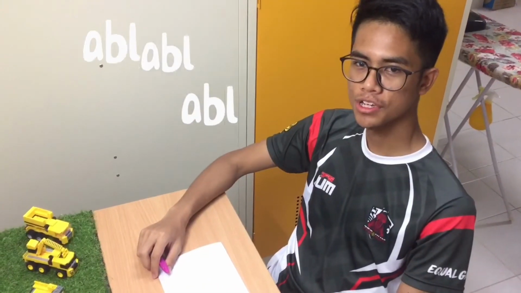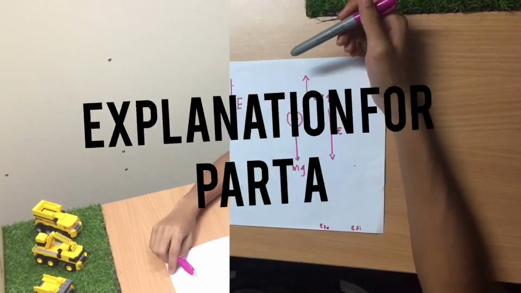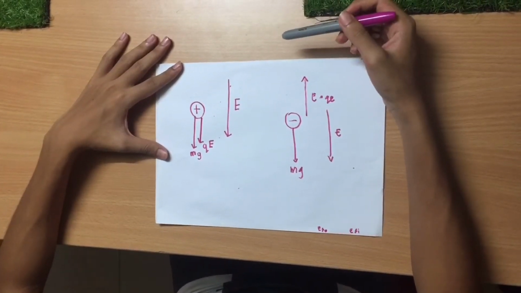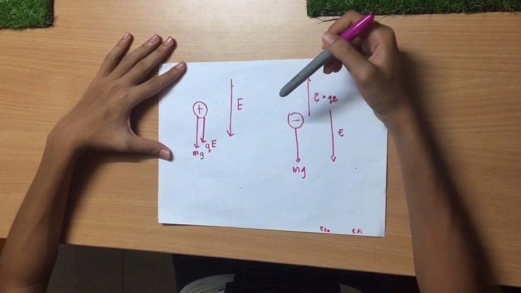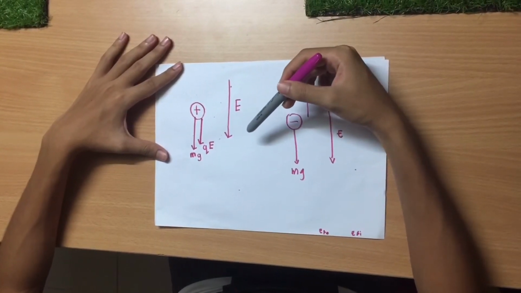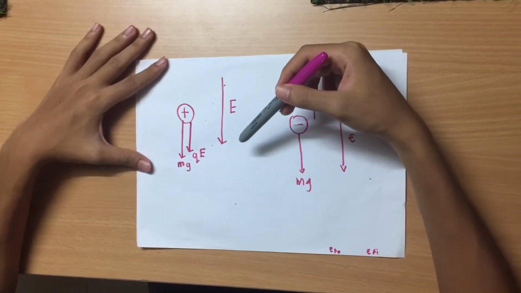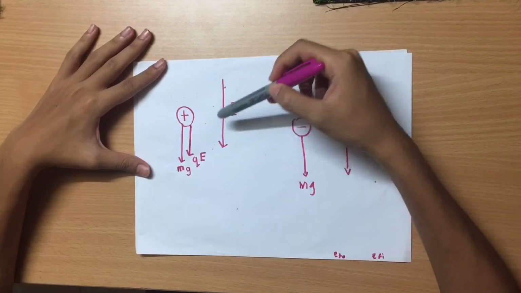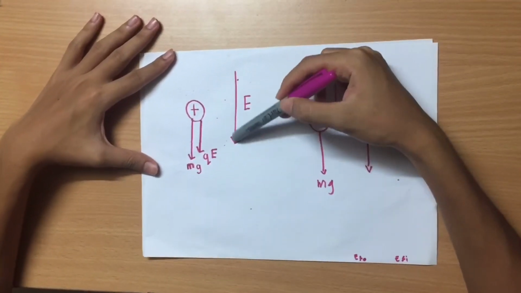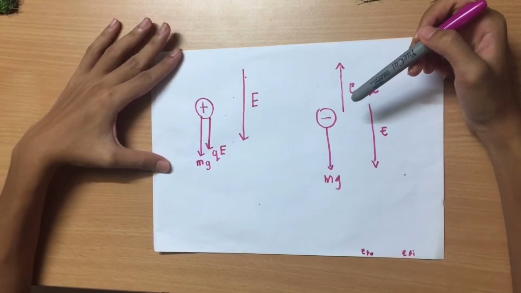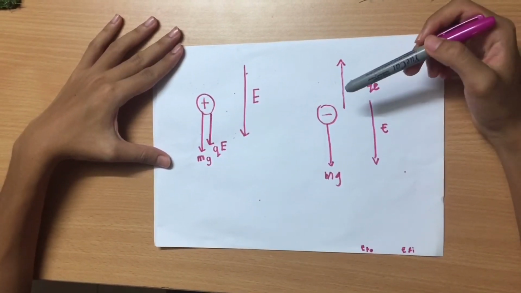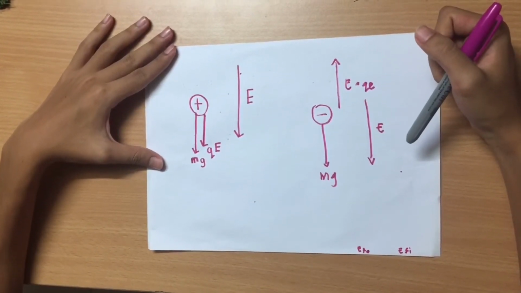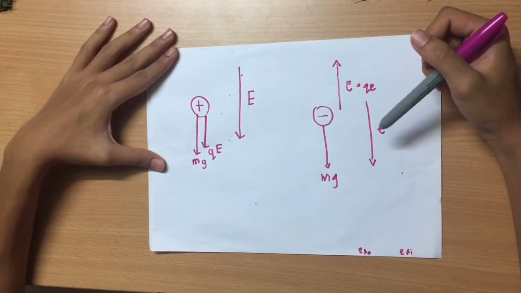Okay, now I will explain why they hit the ground at different speed. I will conclude the answer for question A. Both of them hit the ground at different times because the electric force of each charge is different. So for the positive charge, the electric force is pointing downward. However, for the negative charge it is pointing upward. Due to this direction of electric force, the speed of each charge is different.